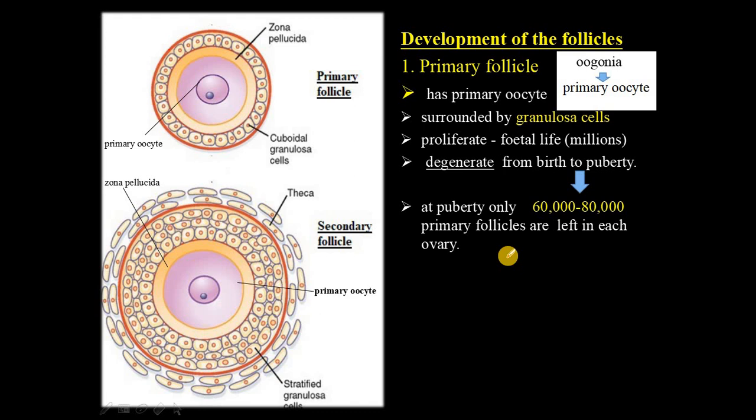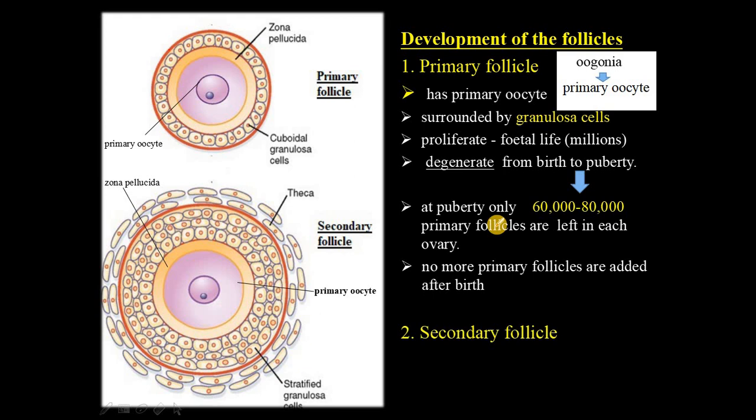I'll once again repeat primary follicle. So primary follicle has a primary oocyte and granulosa cells to provide nutrition. They increase in number during the fetal life, but from the end of the fetal life to puberty, they start degenerating, and at the puberty, there are around 60,000 to 80,000 primary follicles left in each ovary. No more primary follicles are added after birth.